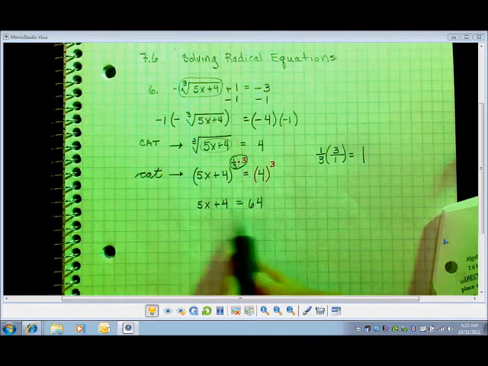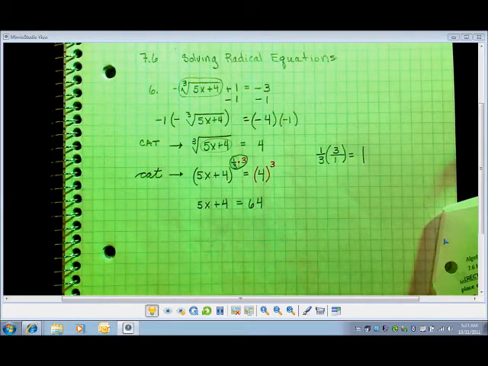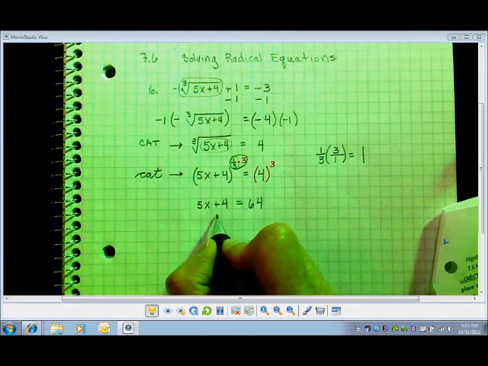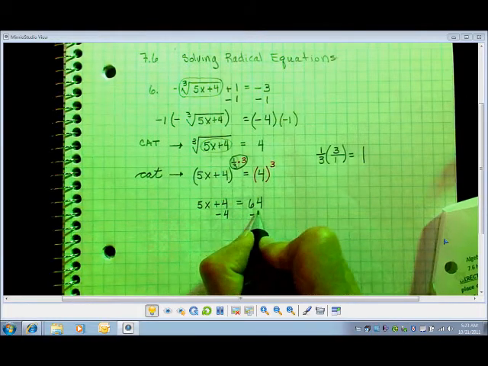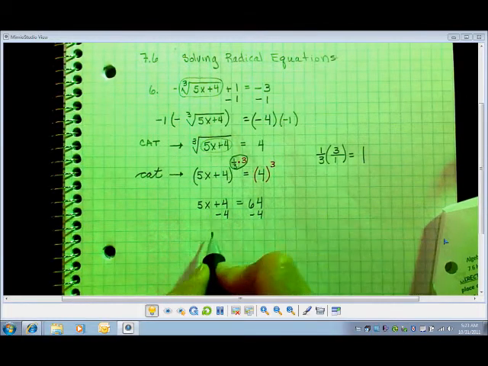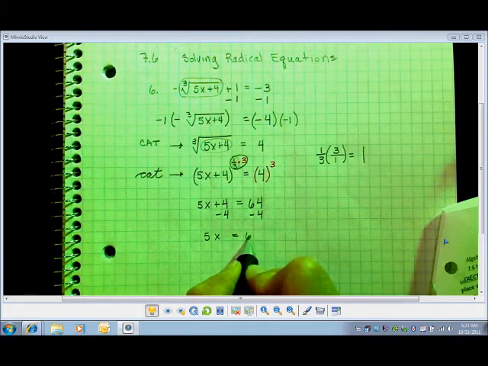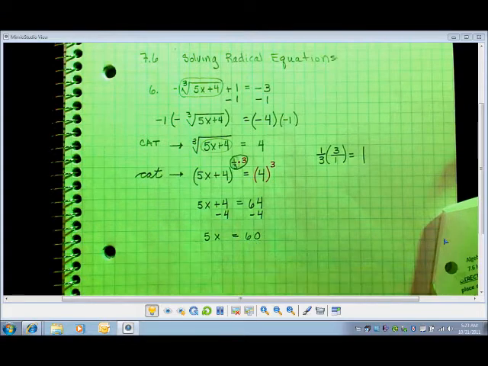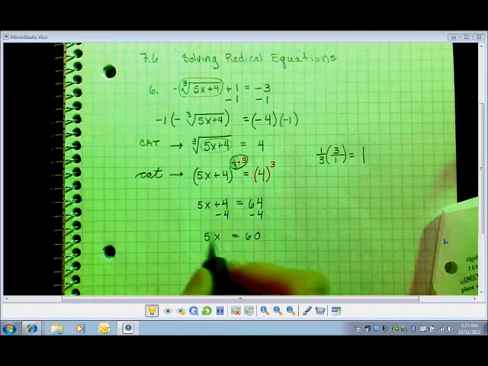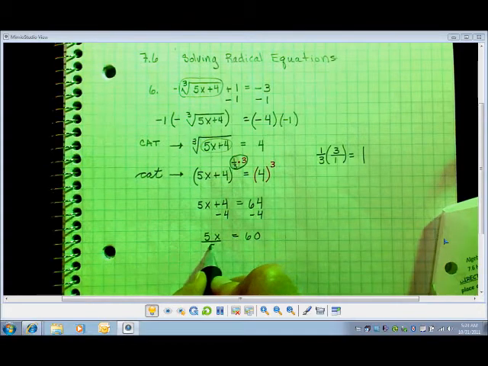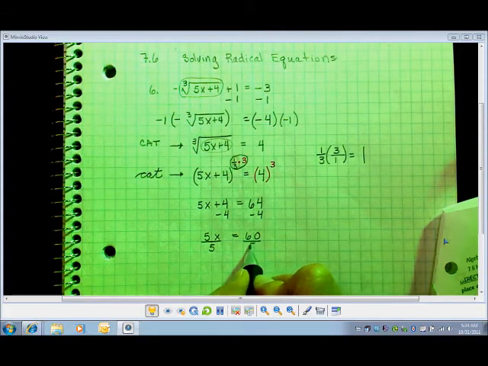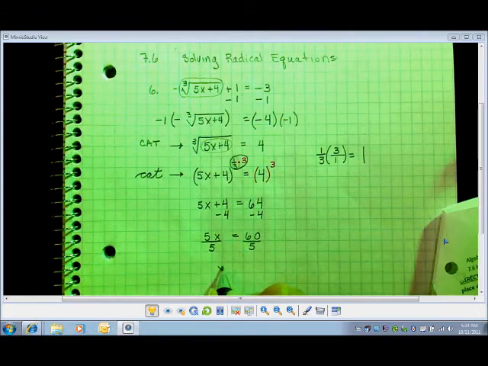So now I just have a regular linear Algebra 1 easy sailing type of problem. So I subtract 4 from both sides. So that gives me 5x is equal to 60. I divide both sides by 5. So I get x is equal to 12.